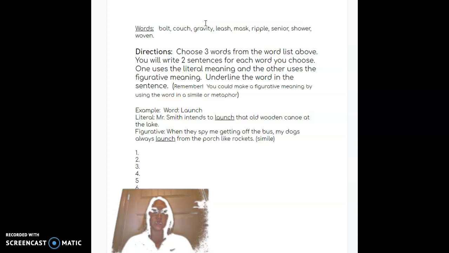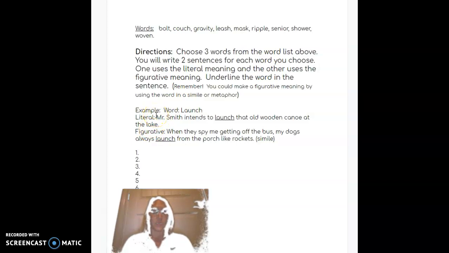One of the sentences is going to be a literal meaning and the other is going to be a figurative meaning. Make sure you underline each word in the sentence. Here's an example. I chose the word launch. I'm going to write 2 sentences for that one word, launch. One has to be a literal meaning and the second has to be a figurative meaning.